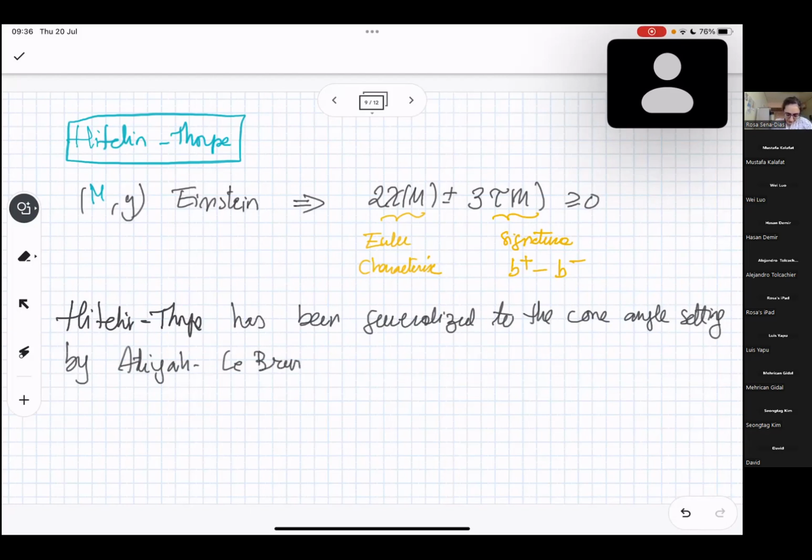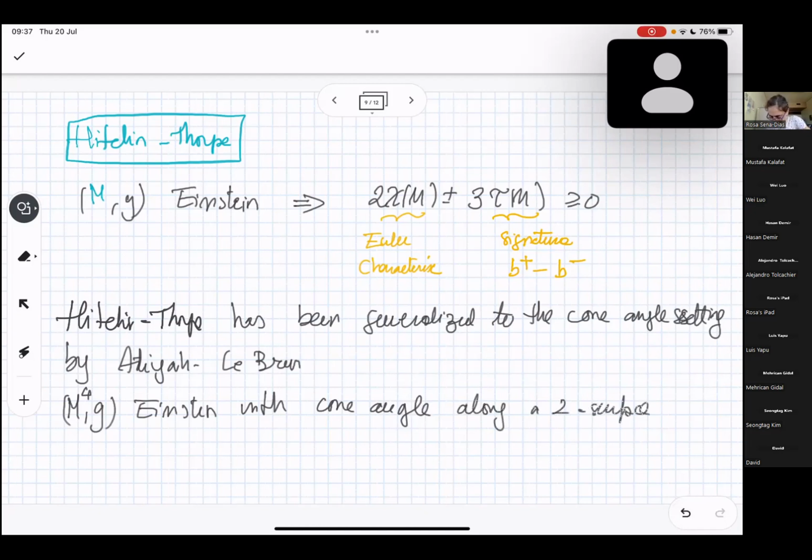What their theorem says is that suppose you have an Einstein manifold with a cone angle. Well, it's always 4. Actually, I should have said that from the start. All of my manifolds are 4-dimensional, and Derdzinski only works in 4 dimensions. I'm only stating Calabi in 4 dimensions, etc. So suppose you have a 4-dimensional Einstein metric with cone angle along a 2-surface, which I'm calling sigma. Then it satisfies the following things.